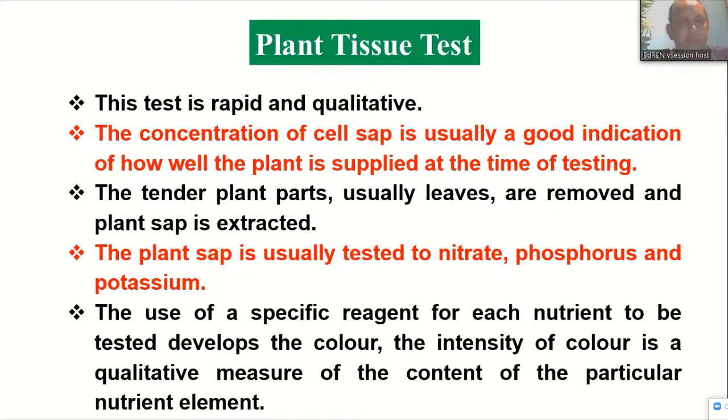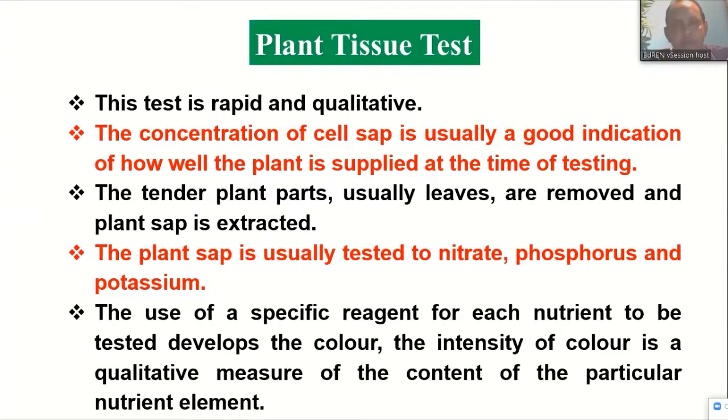The tender plant parts, usually leaves, are removed and plant sap is extracted. So we can make plant sap from leaves or special plant parts, then we can measure it through a test. Actually, we perform this test for nitrate, phosphorus, potassium. Maybe you already performed this kind of test in the laboratory.